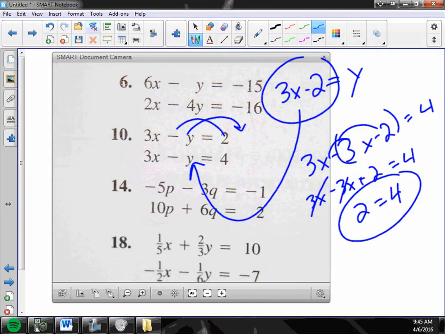2 never equals 4, so these two equations never touch each other, which means the lines are parallel, so we write no solution. Could I have figured that out before I solved it?